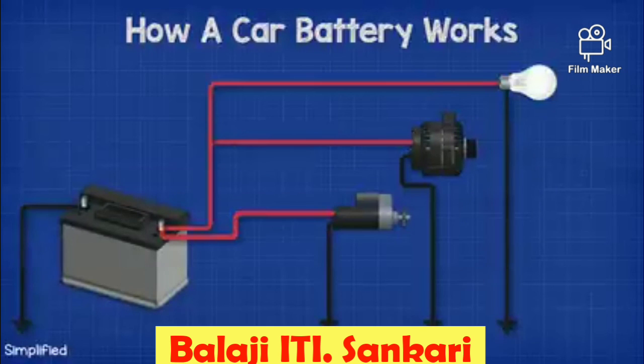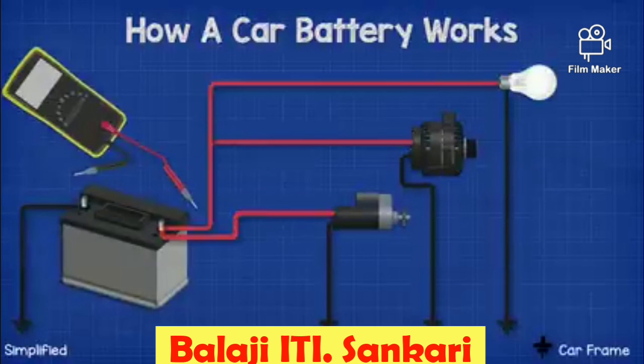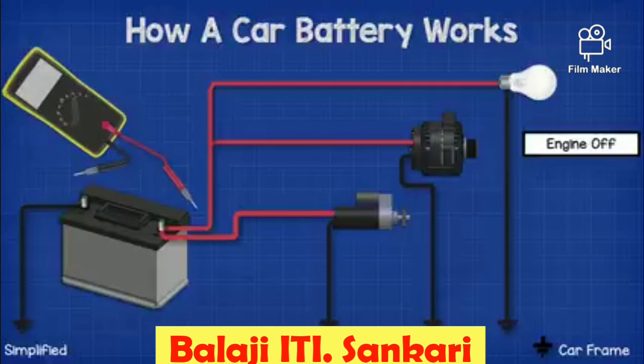To test the voltage of a car battery, we simply switch to the DC voltage setting on our multimeter, and then connect the red lead to the positive and the black lead to the negative. We should see a voltage of around 12.6 volts. If it's below 12, then the battery is not functioning properly.